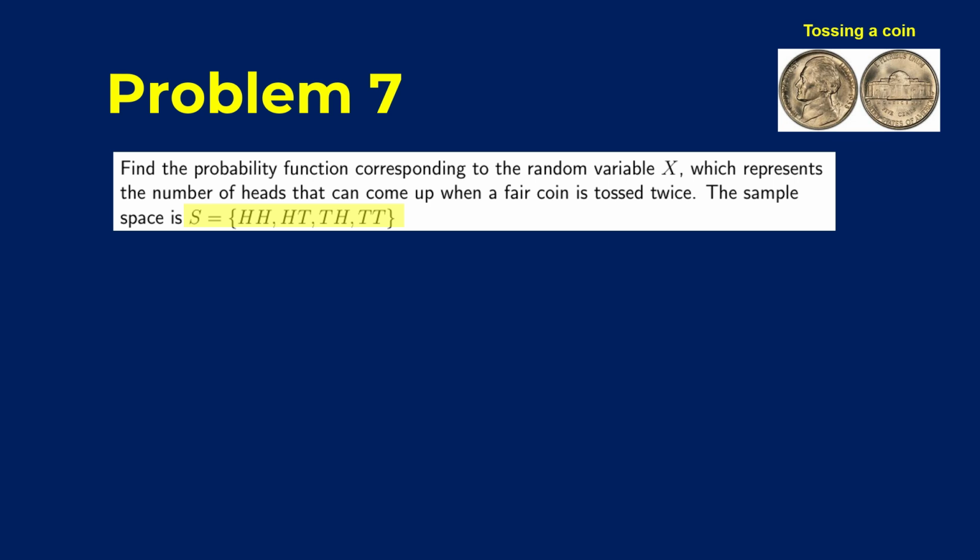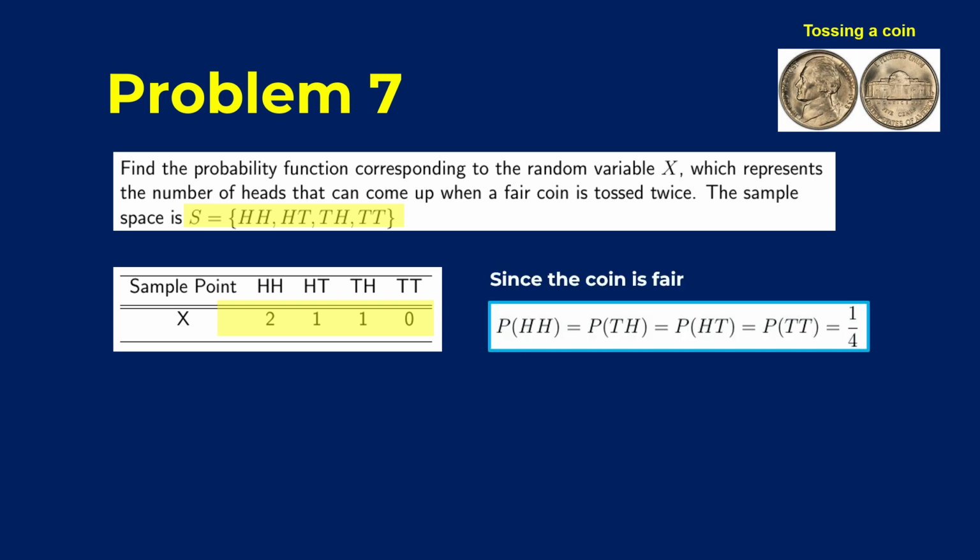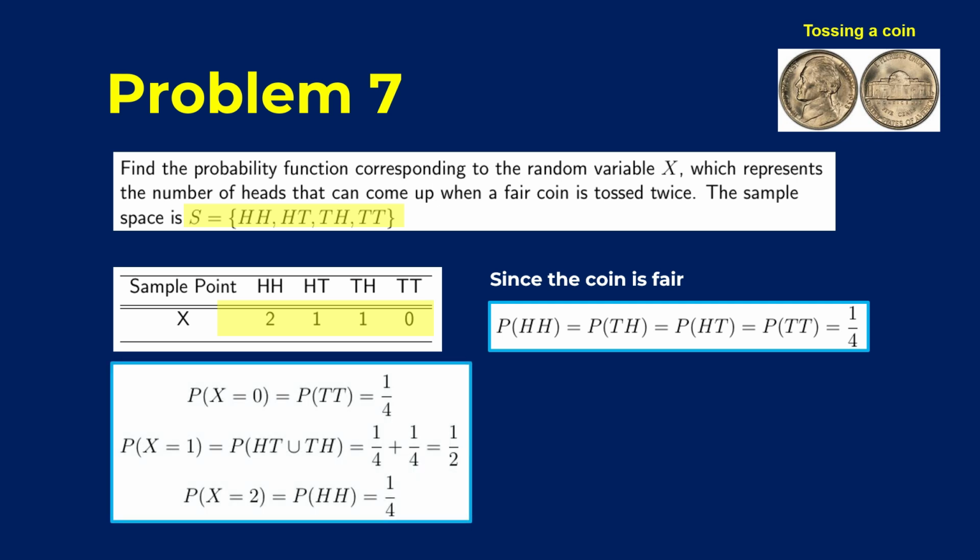Previously, we saw that this random variable can assume values 0, 1, and 2. Since the coin is fair, the probability of each of all possible outcomes is the same, which is 1 by 4. Now we can determine the probabilities for all possible values that the random variable can take. For example, for x equal to 0 or x equal to 2, there is only one possibility out of 4 in each case. So their probability is 1 by 4.